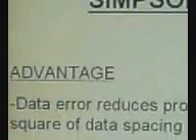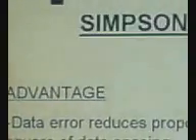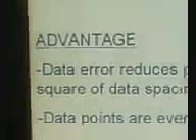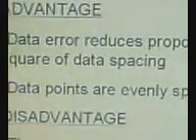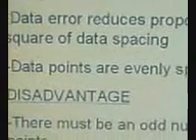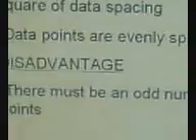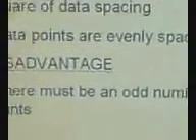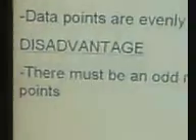Next, I'll be telling the difference between Simpson's rule and the trapezoidal rule, the advantages and disadvantages of these two rules. The advantage of Simpson's rule is that the data error reduces proportionally to the square of the data spacing, and the data points are evenly spaced, while the disadvantage is that there must be an odd number of data points.